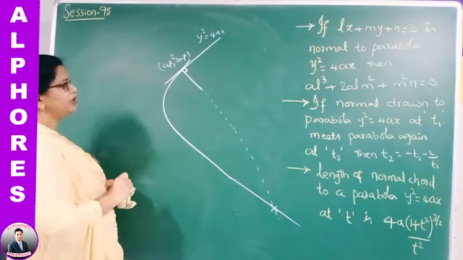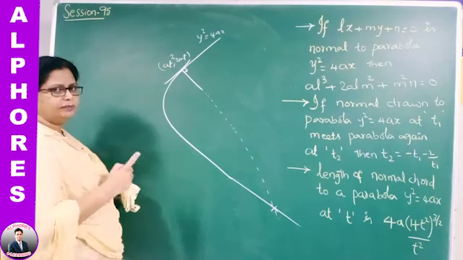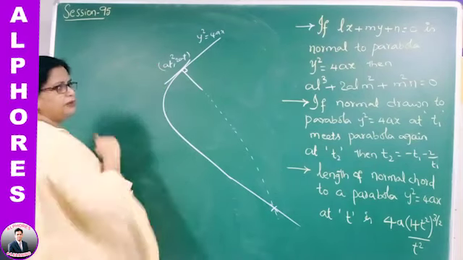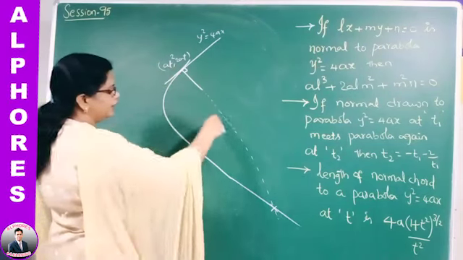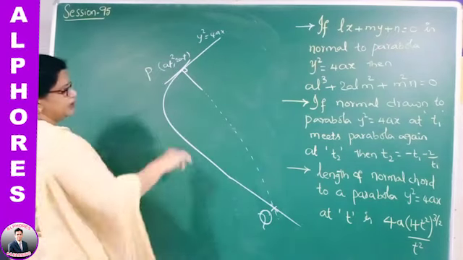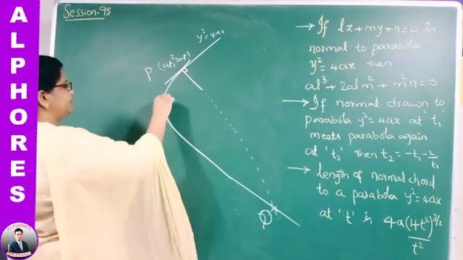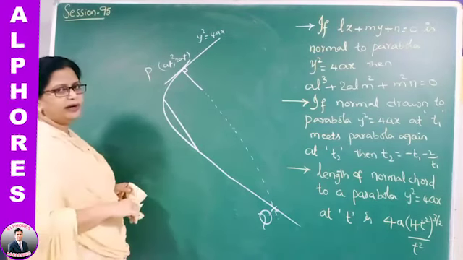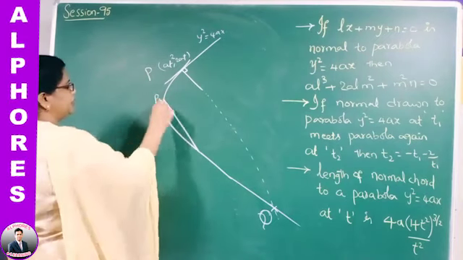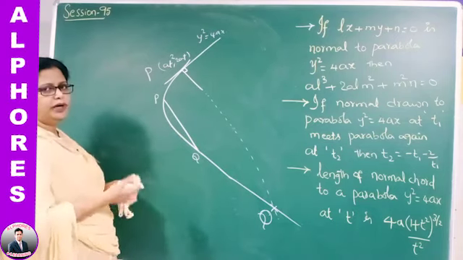Okay, so what is a normal chord? The normal drawn at a point P or T, whatever you can say, meets the parabola again at another point, suppose Q. Then PQ is nothing but the normal chord. There are chords also. Suppose I take this, this is also a chord. But here I am not giving this chord any significance, I am just telling the line joining two points P and Q.